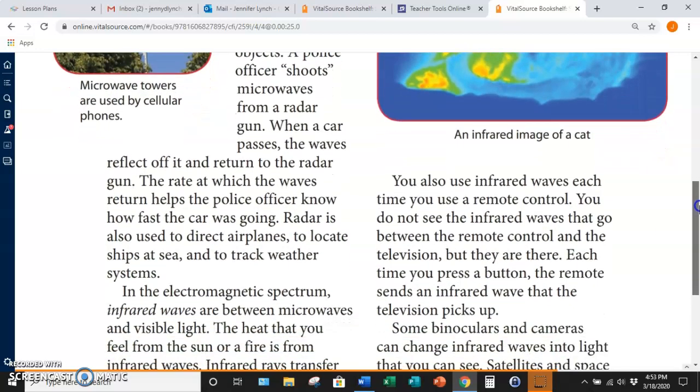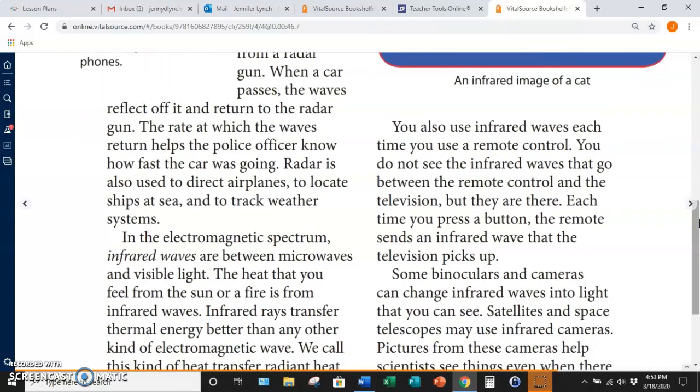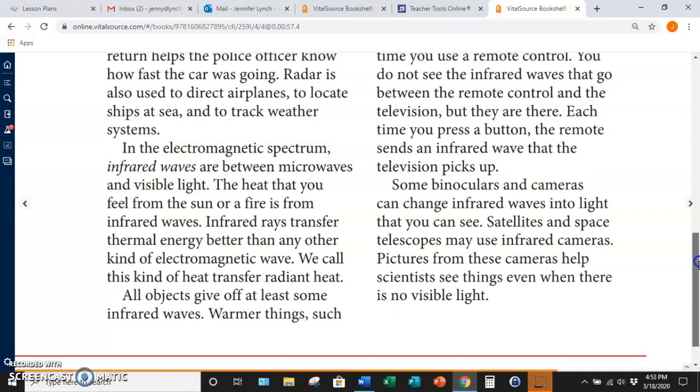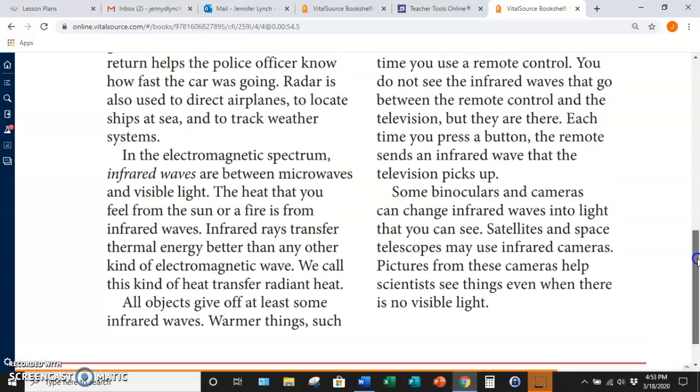You also use infrared waves each time you use a remote control. You do not see the infrared waves that go between the remote control and the television, but they are there. Each time you press a button, the remote sends an infrared wave that the television picks up. Some binoculars and cameras can change infrared waves into light that you can see. Satellites and space telescopes may use infrared cameras. Pictures from these cameras help scientists see things even when there is no visible light.